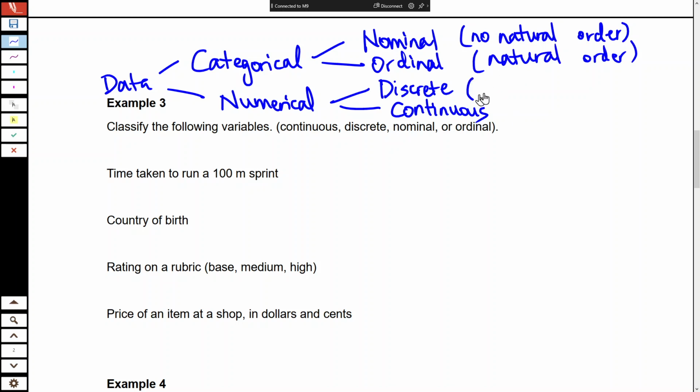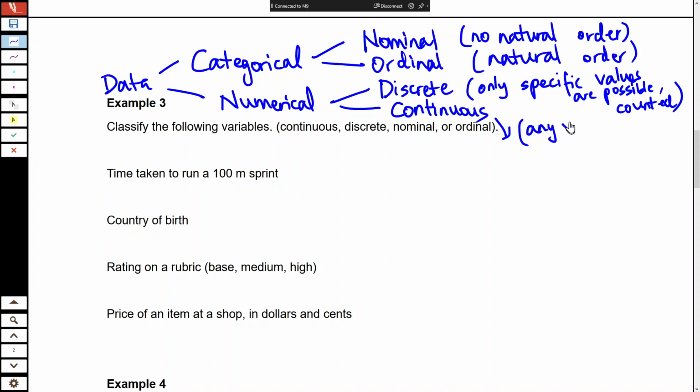So for discrete data, what I wrote on your exams as feedback is only specific values are possible. Or it's counted. For continuous data, any value is possible. And in general, for those of you in science subjects, anything that requires a measurement, like time or distance or temperature, pressure, all of those things are continuous data.